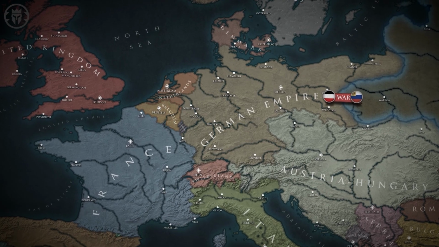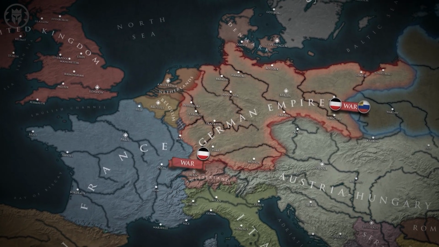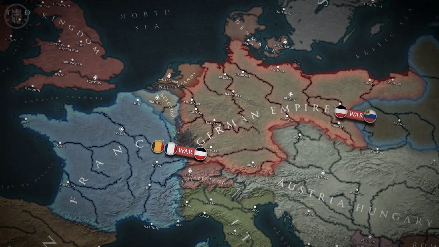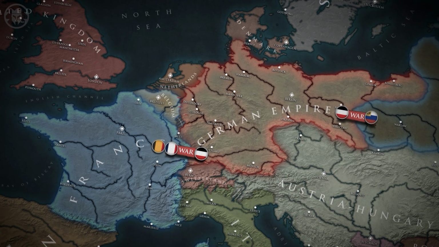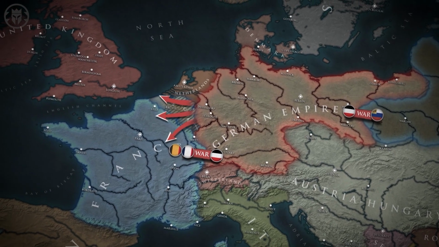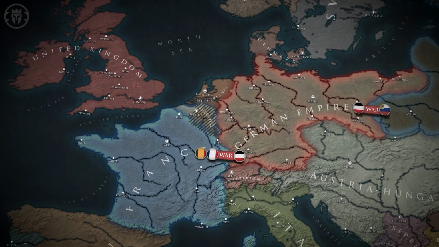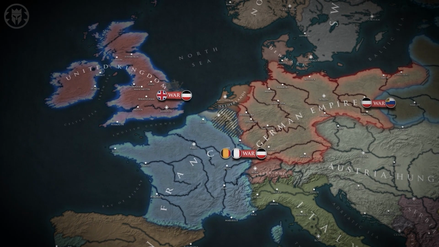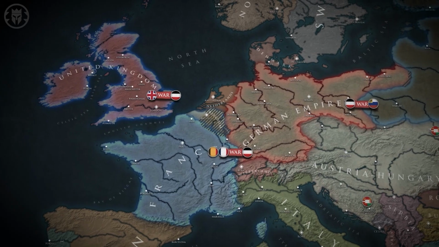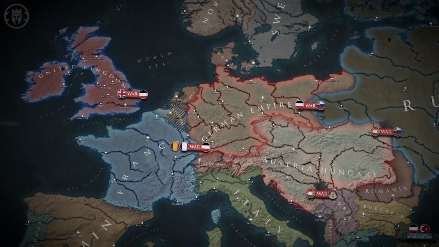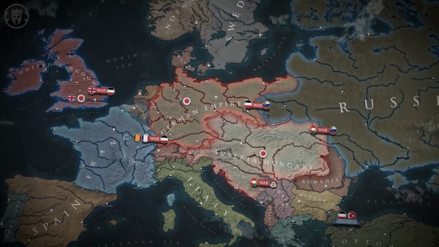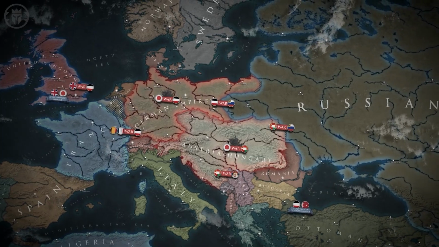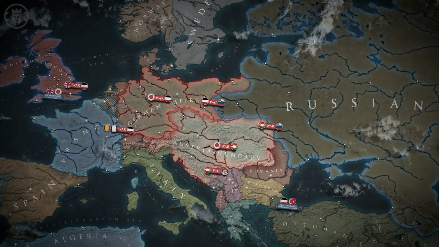On August 3rd, Germany officially declared war on France and on Belgium on August 4th. Germany initiated the Schlieffen Plan and invaded Belgium on August 4th, and at midnight, Britain declared war on Germany, much to their shock. On August 6th, Austria-Hungary declared war on Russia, and on August 23rd, Japan declared war on Germany and on Austria-Hungary on August 25th.